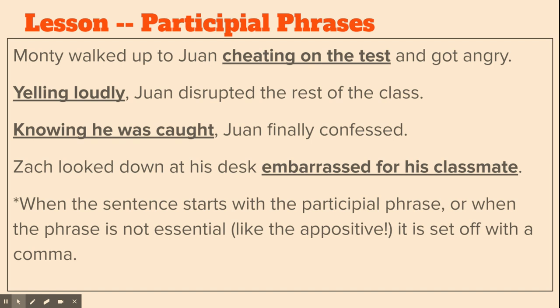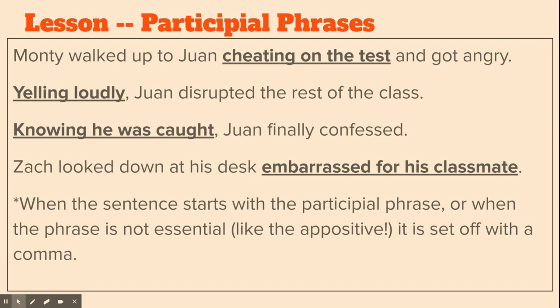Let's take a look at some examples. Monty walked up to Juan cheating on the test and got angry. Cheating is our present participle, and cheating on the test is our participial phrase. Yelling loudly, Juan disrupted the rest of the class. Yelling is our present participle, and yelling loudly is our participial phrase. Knowing he was caught, Juan finally confessed. Knowing is our present participle, and knowing he was caught is our participial phrase. Notice that these two examples begin the sentence, therefore they need a comma to set them off.